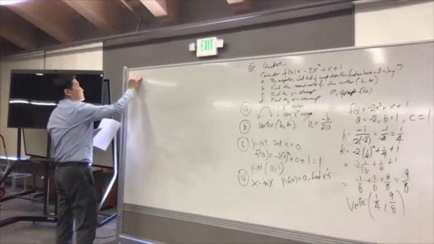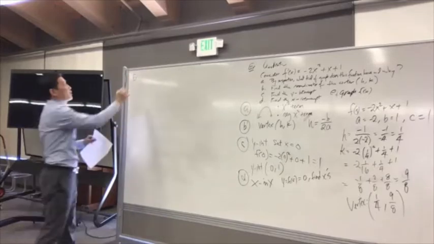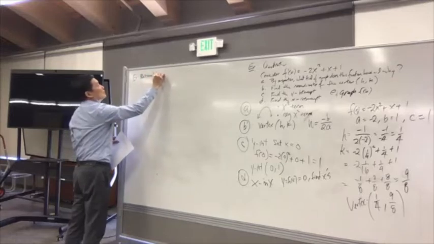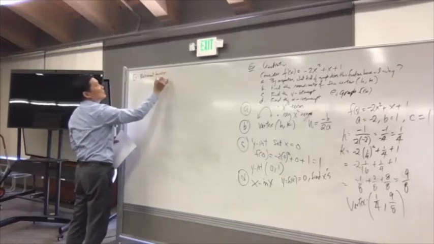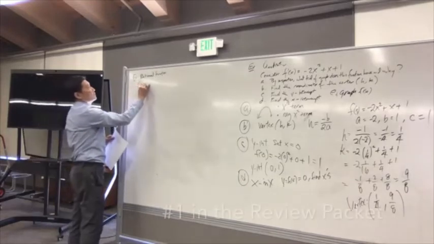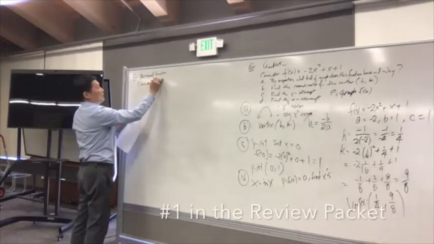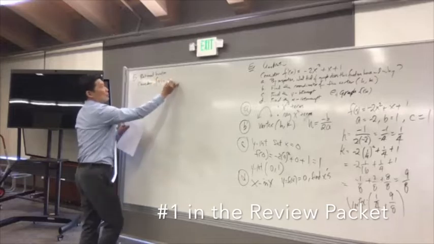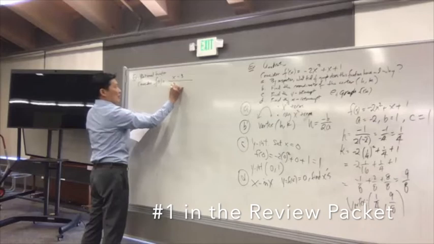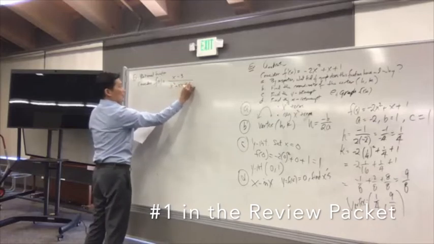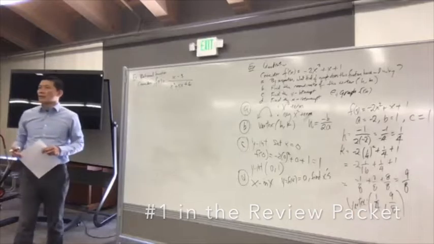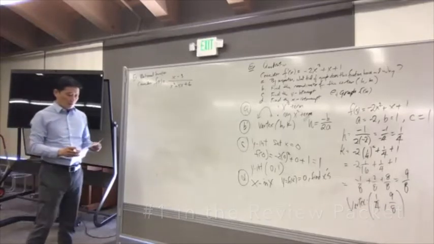Example. This is a rational function question. Consider f of x is equal to x minus 3 over x squared plus 5x plus 6. You remember this, right? We've done something like this. That shouldn't intimidate you.